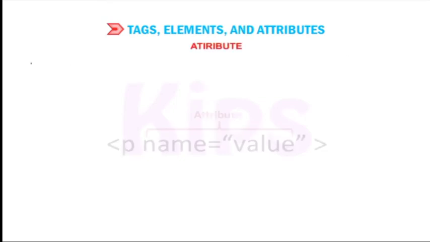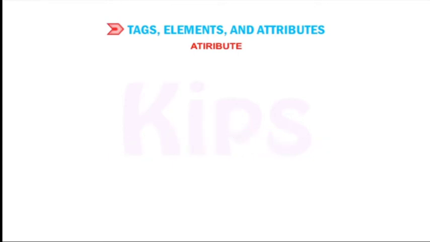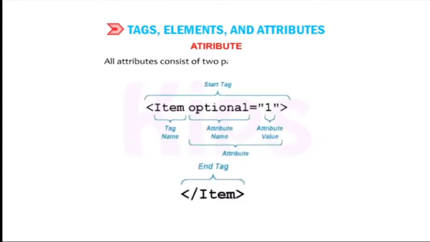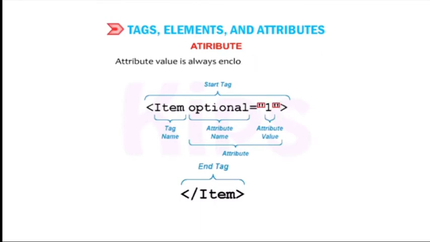Attribute. An attribute is a property that provides additional information about an HTML element. It enhances the functionality of a tag. An attribute is always specified inside the opening tag. All attributes consist of two parts, a name and a value. The name is a property that you want to set and the value is what you want for the respective property. Attribute value is always enclosed within quotes. We can use more than one attribute inside a tag.